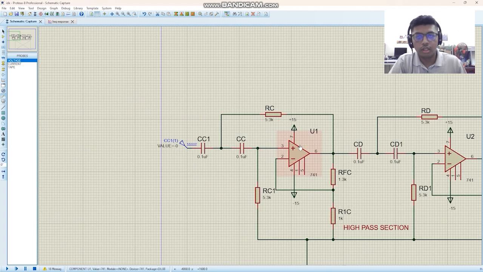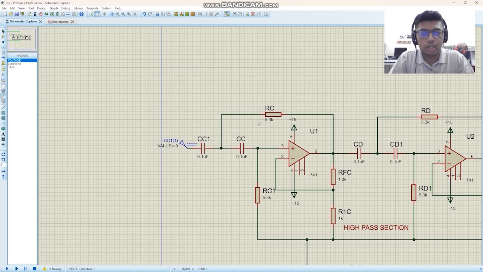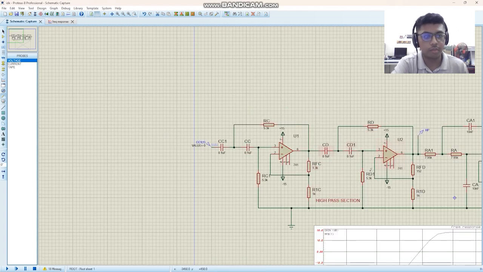First, we use these 5.3 kilo ohm resistors and 0.1 microfarad capacitors because our group number 2 set the low frequency at 300 Hz as well as the high frequency at 2 kHz. So this first operational amplifier as well as the second operational amplifier is actually the high pass filter part of the band pass filter. Both amplifiers are second order high pass filters.